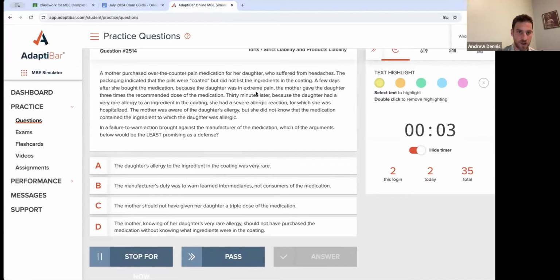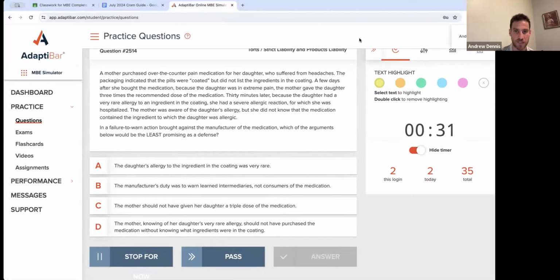Learning at a maximum. A mother purchased over-the-counter pain medication for her daughter who suffered from headaches. The packaging indicated that the pills were coated, but did not list the ingredients in the coating. A few days after she bought the medication, because the daughter was in extreme pain, the mother gave the daughter 3 times the recommended dose of medication. 30 minutes later, because the daughter had a very rare allergy to an ingredient in the coating, she had a severe allergic reaction for which she was hospitalized.